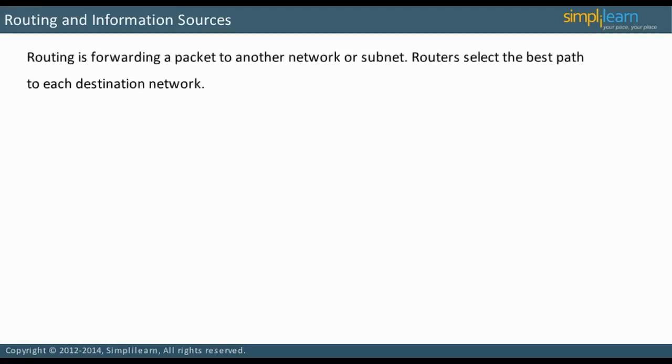Routing is forwarding a packet to another network or subnet. A routing table lookup yields the longest prefix match for the destination. Routers are responsible for selecting the best path to each destination network.